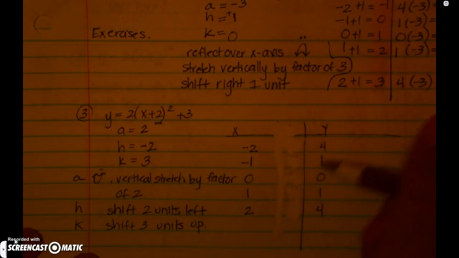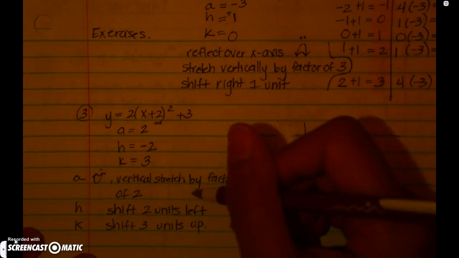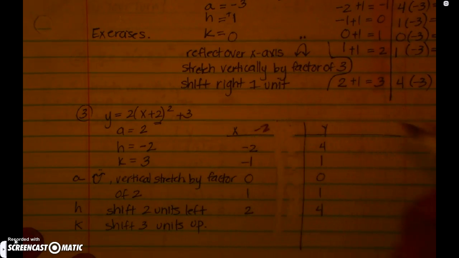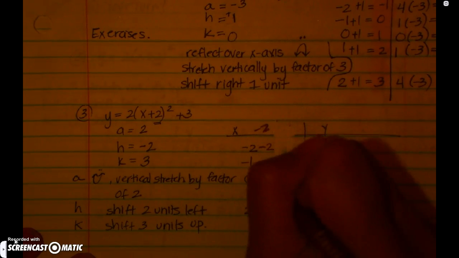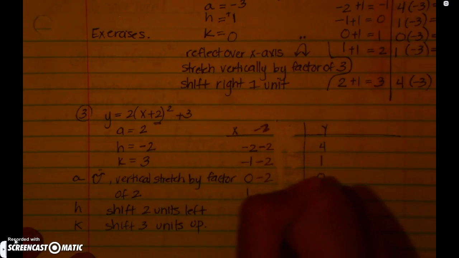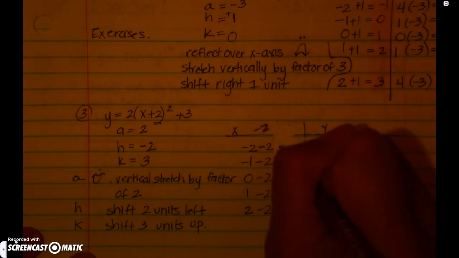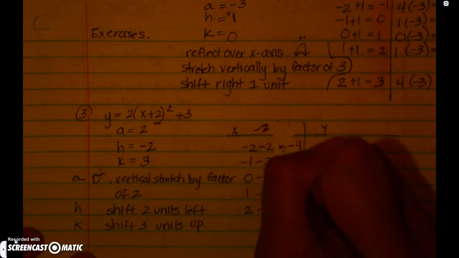I realized I ran out of space, so I went ahead and rewrote it and widened it out. Okay, so I'm going to shift 2 units to the left, which means I'm going to subtract 2 from each of my x values. So -2 minus 2, -1 minus 2, and so on. So what is -2 minus 2?